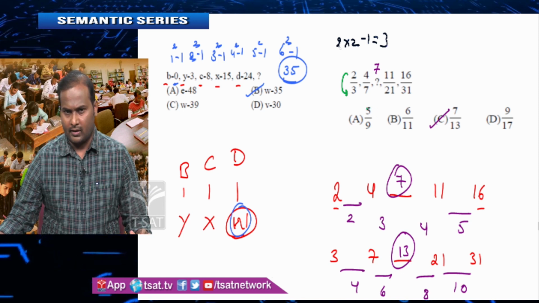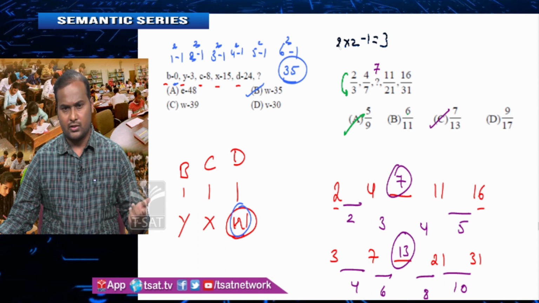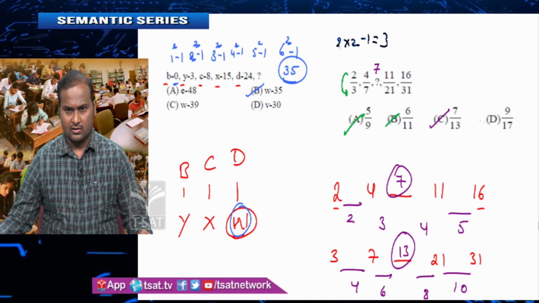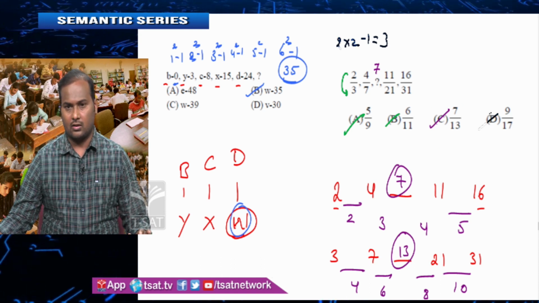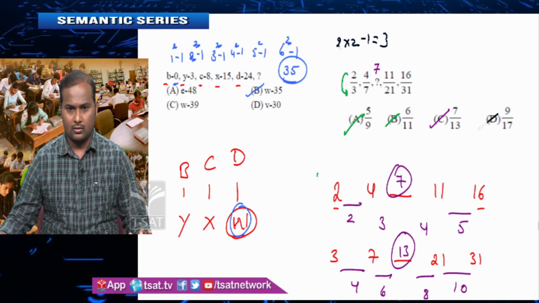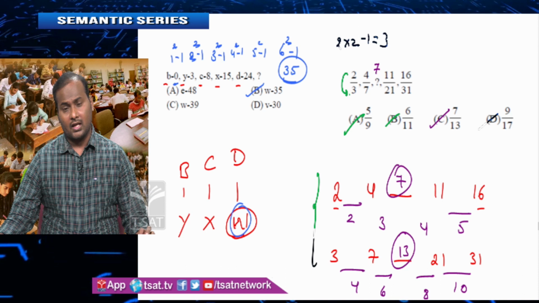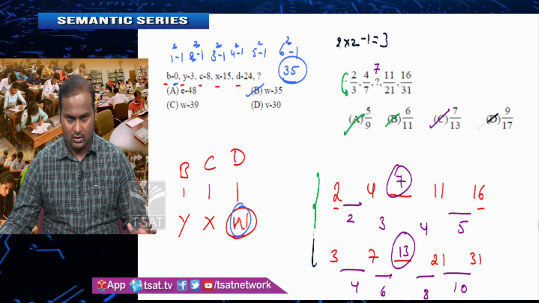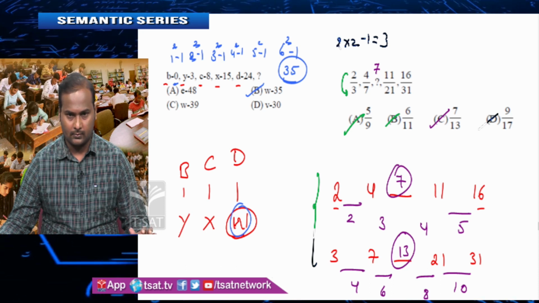So you need to check the options here also. Here also 5: 5 into 2 is 10, minus 1, 9. You see the B, 6 and 11. 6 into 2 is 12, 12 minus 1, again 11. This is also possible. But that is the reason we are getting all the answers. So obviously you have to follow this pattern, not numerator to denominator. In the exam, there is a possibility of asking from numerator to denominator also. So you need to find out both the things as well.